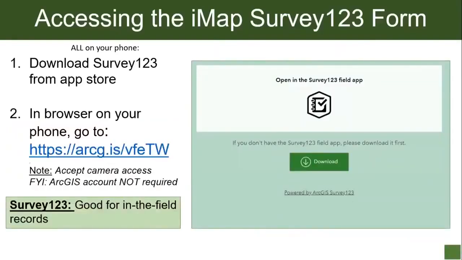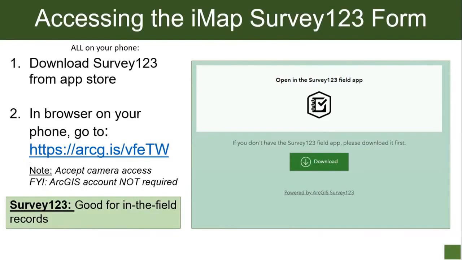Survey123. Thank you, Maddie. So as Maddie said, the online tool is great for reporting treatments, maybe when you get back to the office, or if you happen to be conducting treatments in an area that has really strong connectivity. But if you're conducting treatments somewhere where you might not have service, it's a really good idea to use the iMap Survey123 form, because you can use this regardless of whether or not you have good service. So you can use it out in the field.